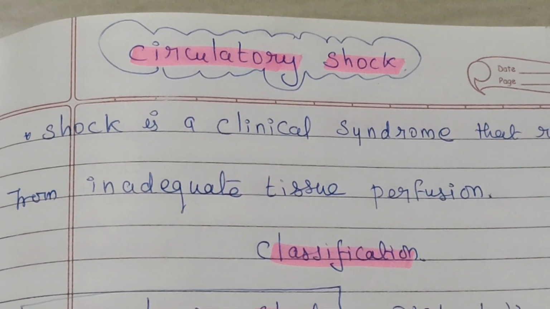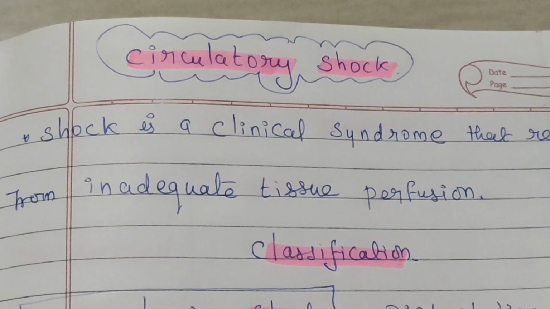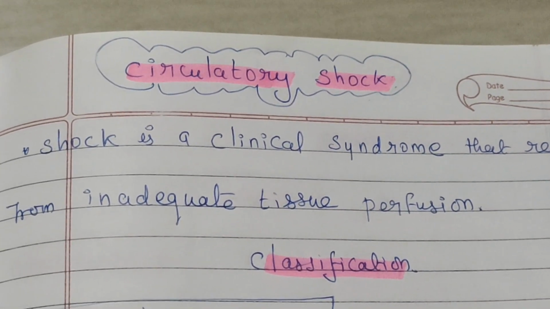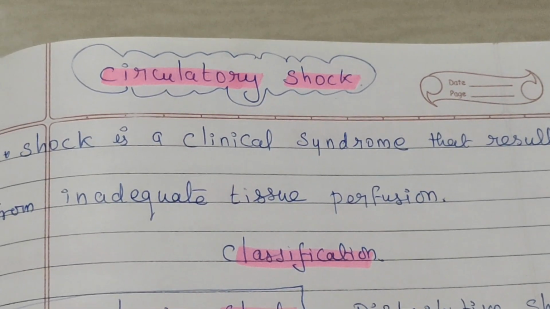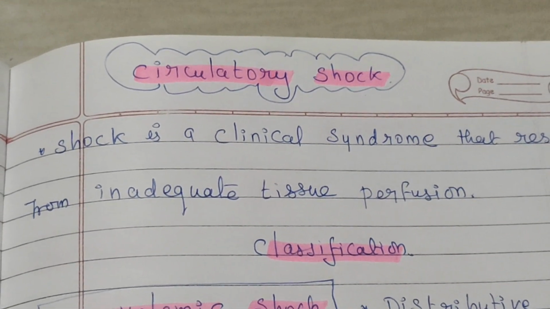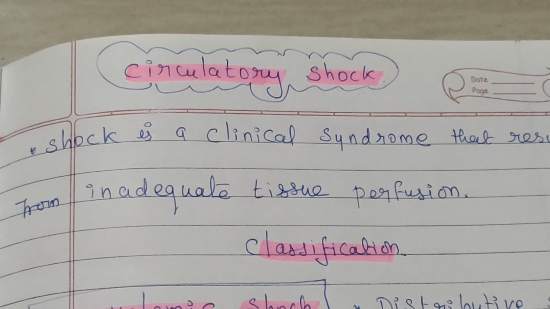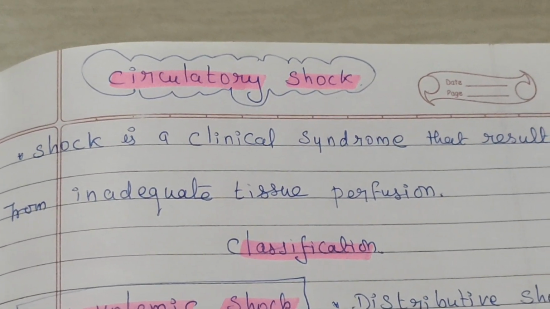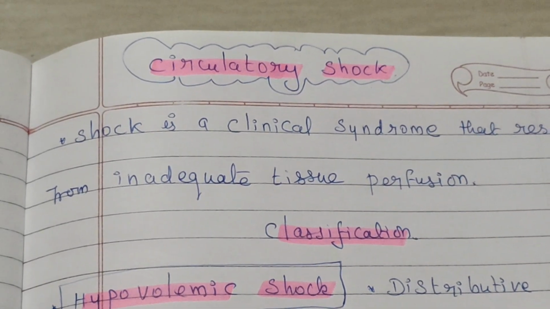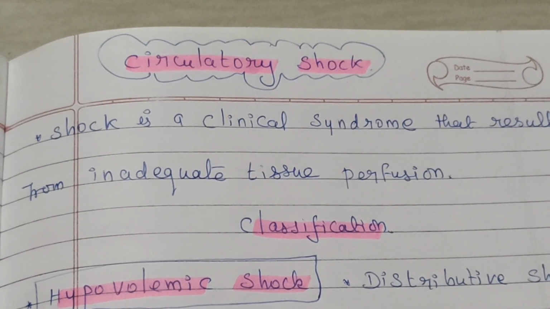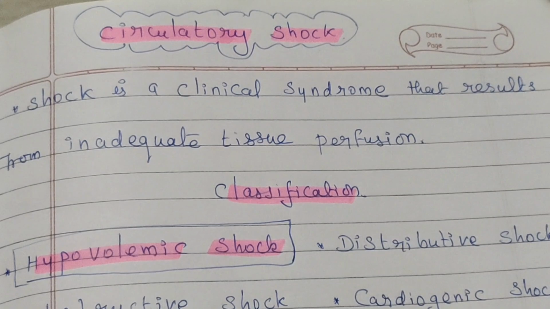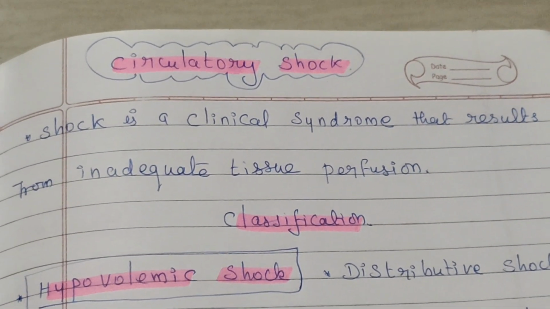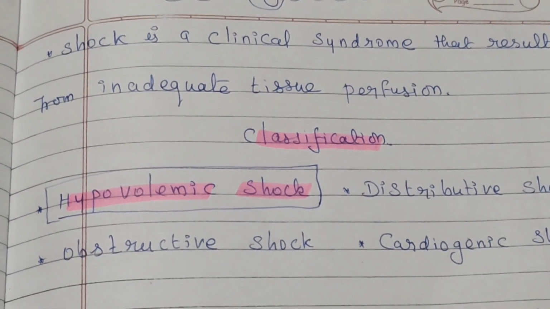In this video, we'll discuss circulatory shock. What is shock? How is it classified? Shock is not a disease. Shock is a clinical syndrome that results from inadequate tissue perfusion. Tissue perfusion is not happening. That is called shock.